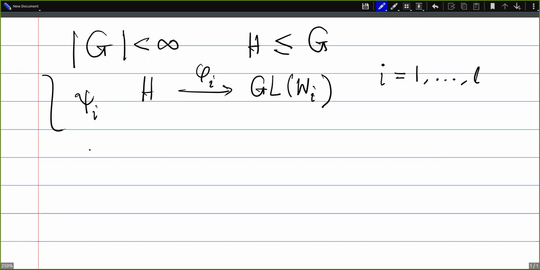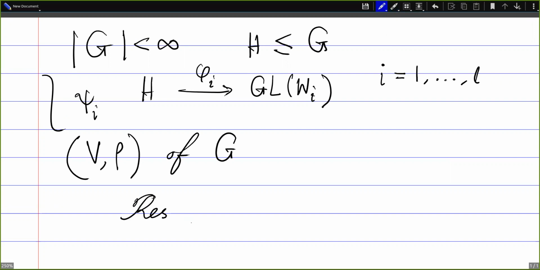Now for any irreducible representation (V, rho) of G, we consider the restriction of rho to H. Then there will be non-negative integers d_1 up to d_L such that the restriction is d_1 phi_1 plus up to d_L phi_L.